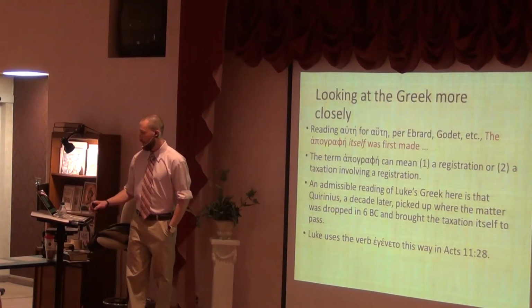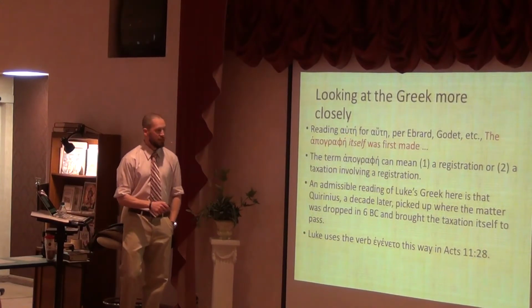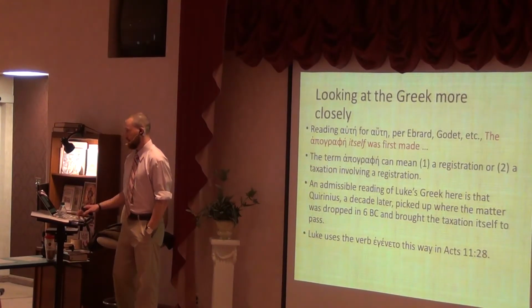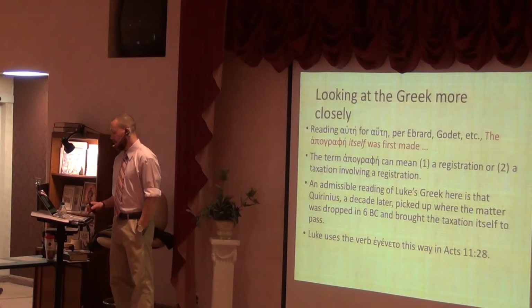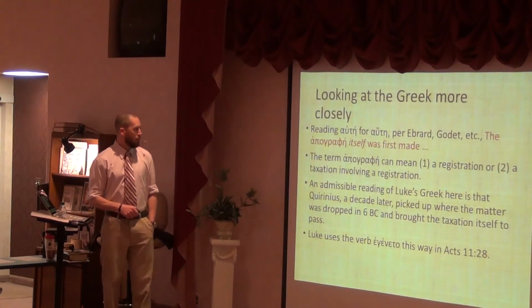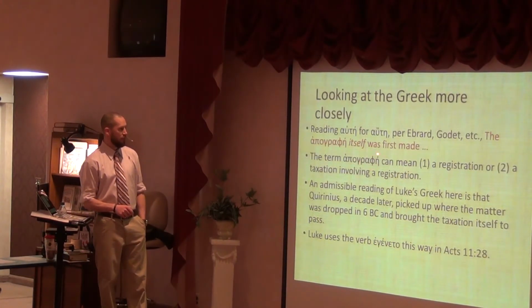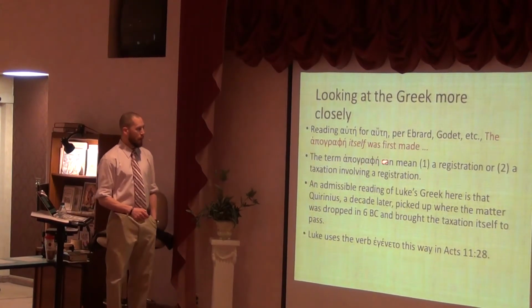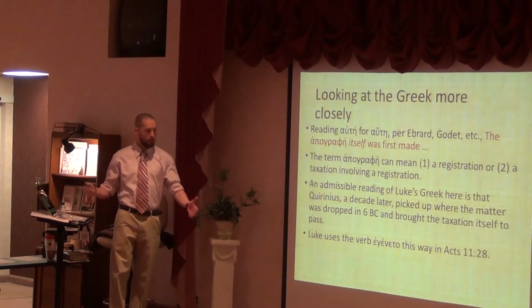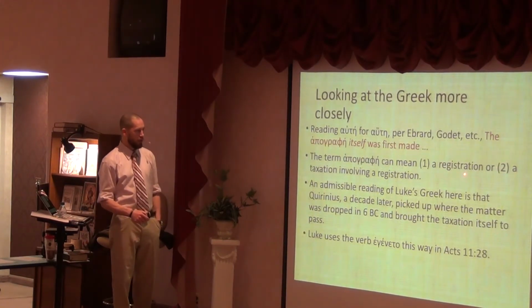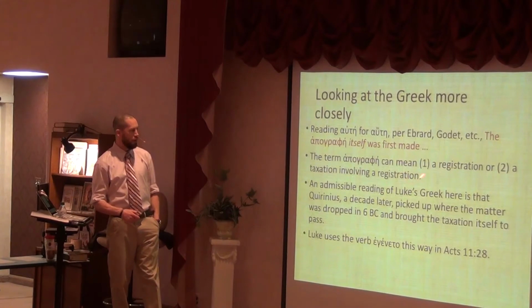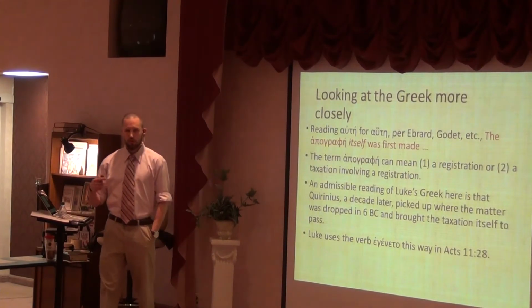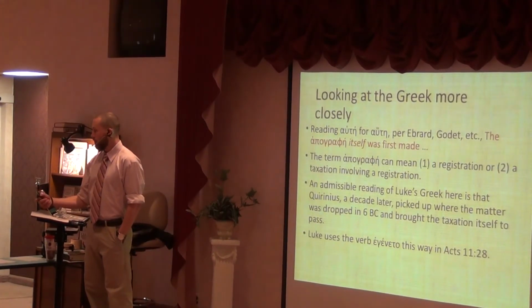The difference in the reading would be this was the first census, or the second one would be the apographe itself was first made. And I'm going to tell you why that's important. The term apographe, which you read as census there in Luke chapter 2, can either mean a registration or a taxation involving a registration. So it's where you use the part for the whole, right?